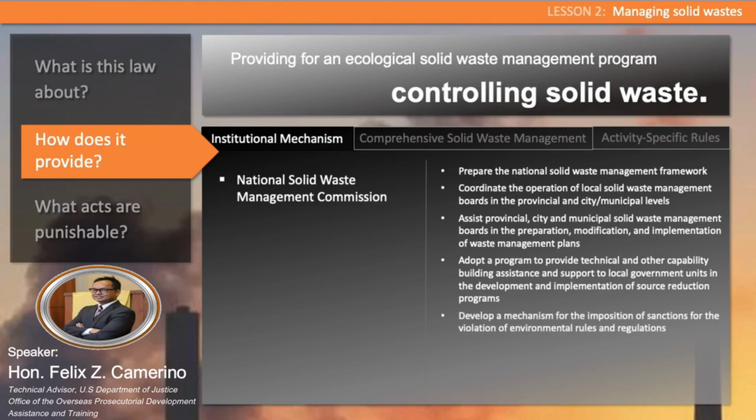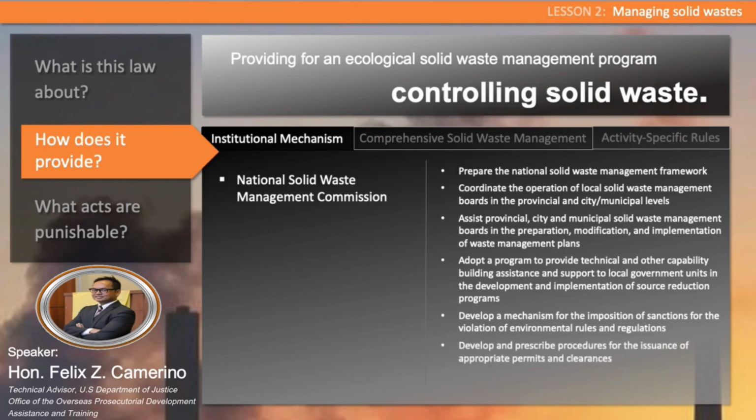All right, what else? Develop a mechanism for the imposition of sanctions. So this is an interesting one because this is basically the body that would create punishable acts or unlawful acts from which you, as an investigator, if you were to pursue that line of work, would be looking at their resolutions, their outputs, their issuances to help you determine what they have established to be unlawful acts. And of course, that's also going to be your source for the elements of offenses.